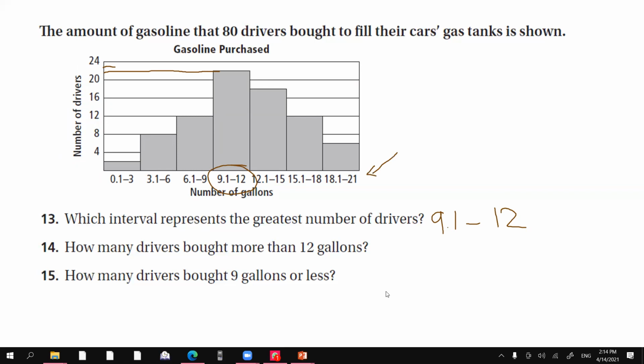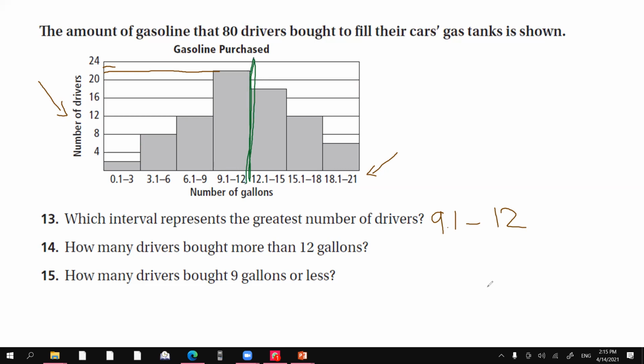9.1. So if I ask you now, which interval, you have to look here. How many drivers? From the question, how many drivers, I am supposed to look at this y-axis. Now, how many drivers bought more than 12? Be careful now, not the 12, more than 12. I will search for number 12. Where's number 12? Here is number 12.